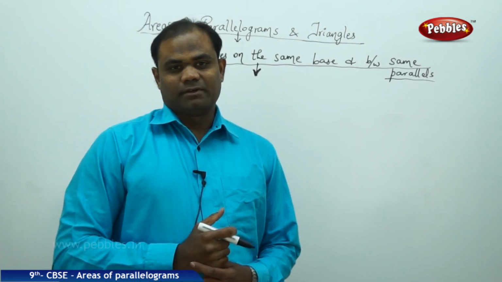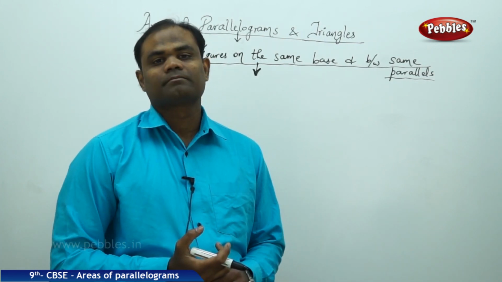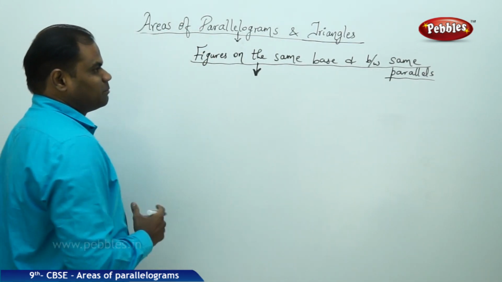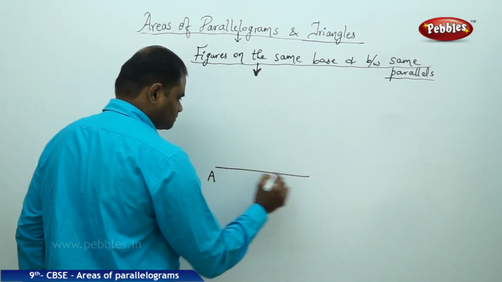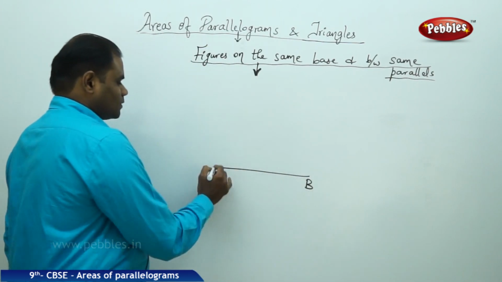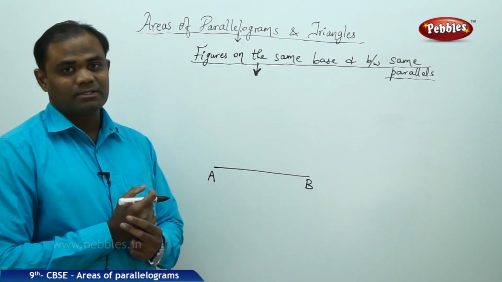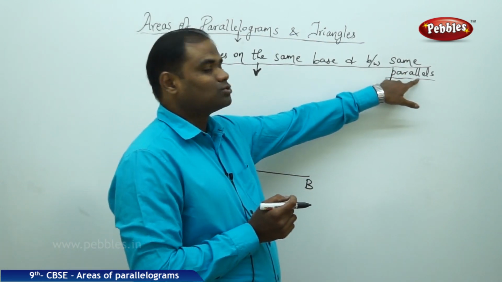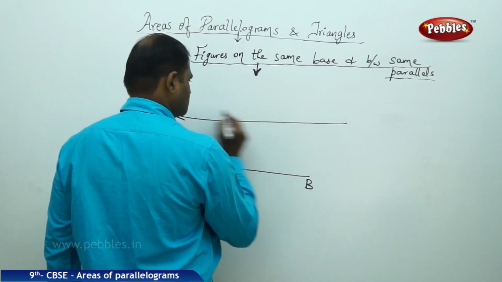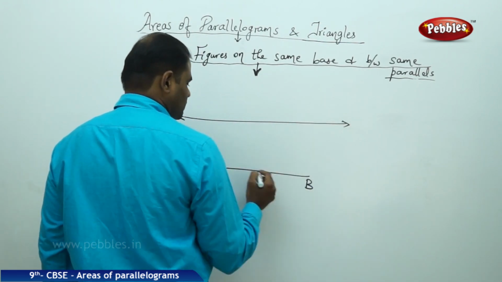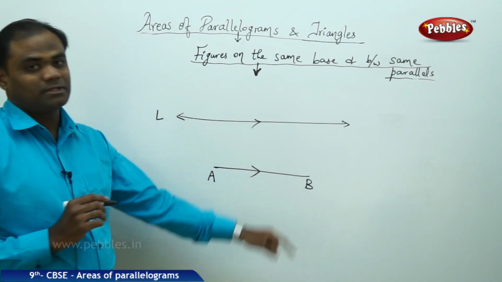So let's see in brief the figures on the same base and between same parallels. For example, let me take an example case. Say I have the same base AB. Now as the concept says about same base, let me take the same base AB and let me take the two parallel lines with the base. So I have a line L which is parallel to the base AB.